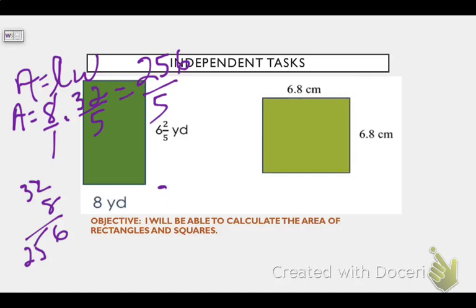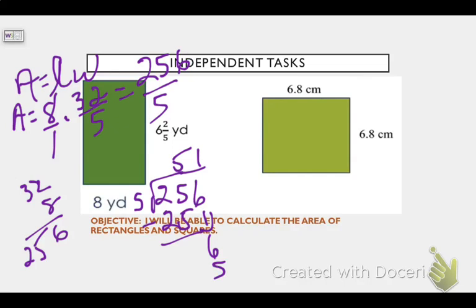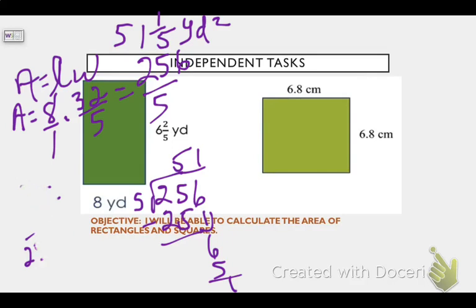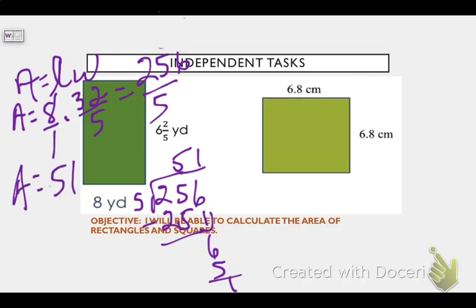Now if I take 256 and divide it by 5, I will get, let's see, drop the 6, 5 goes into 6 once. I'm going to get 51, and that's going to get in the other problem, so let's rewrite it over here. I'm going to get 51 and 1/5 yard squared. Okay, ladies and gentlemen, whew, that's kind of crazy, isn't it? I got it all over the place. How about if I rewrite that and make it a little neater? Let's put it down here. So we got 51 and 1/5 yard squared.